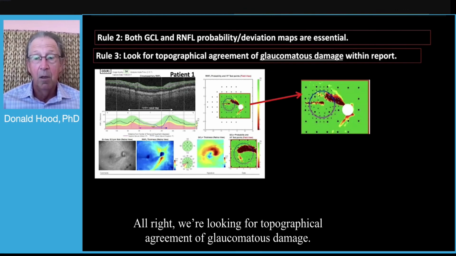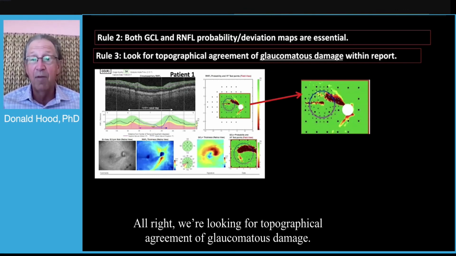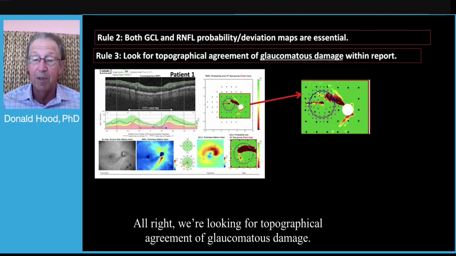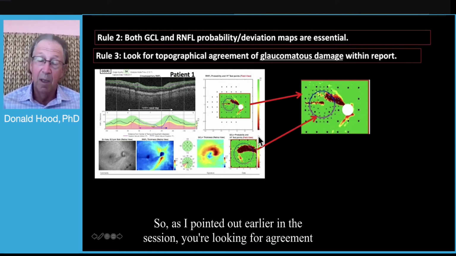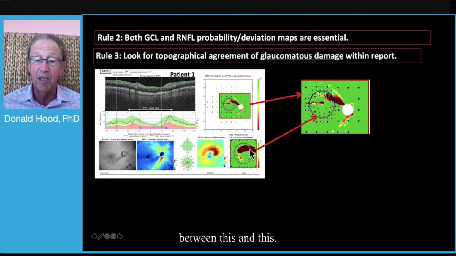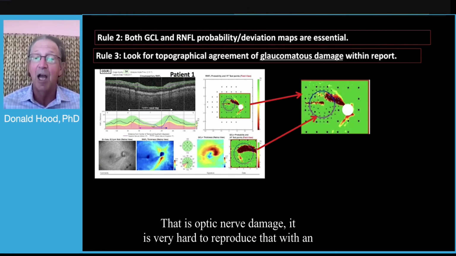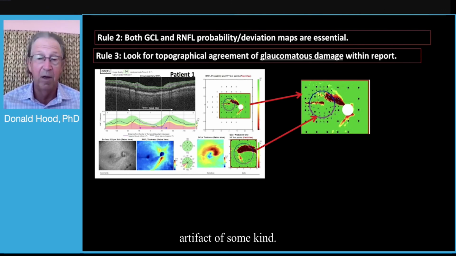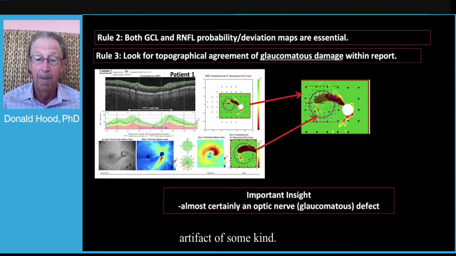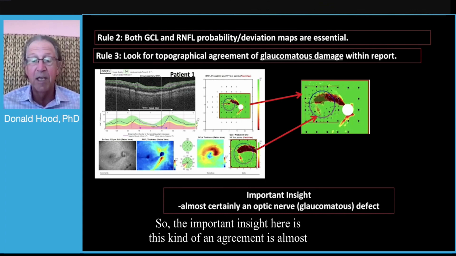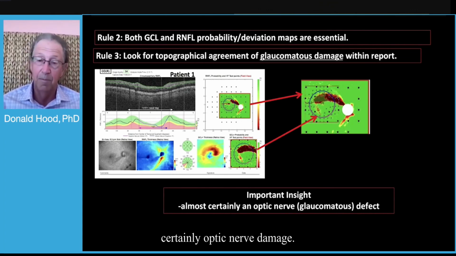All right, we're looking for topographical agreement of glaucomatous damage. So as I pointed out earlier in this session, you're looking for agreement between this and this. You don't have to superimpose them, but if you do, you're going to get something like this. That is optic nerve damage. It's very hard to reproduce that with an artifact of some kind. So the important insight here is this kind of an agreement is almost certainly optic nerve damage.